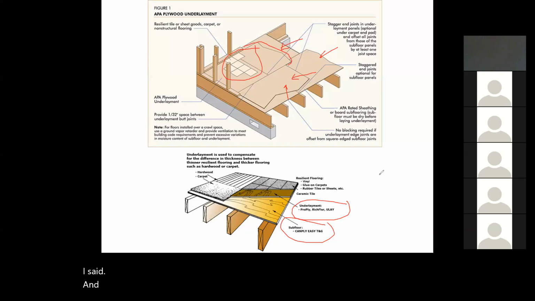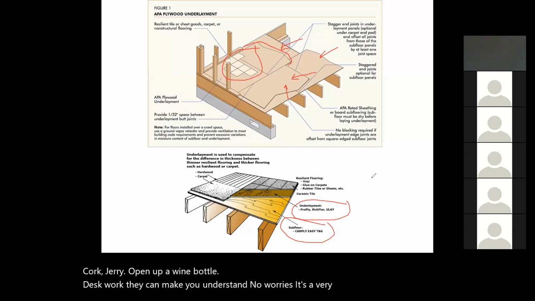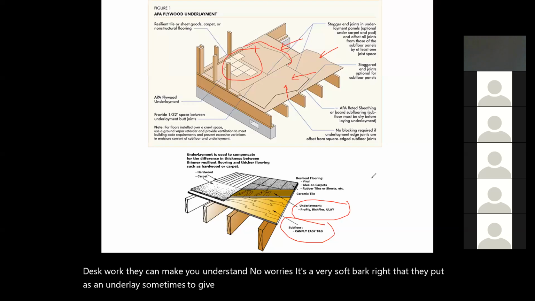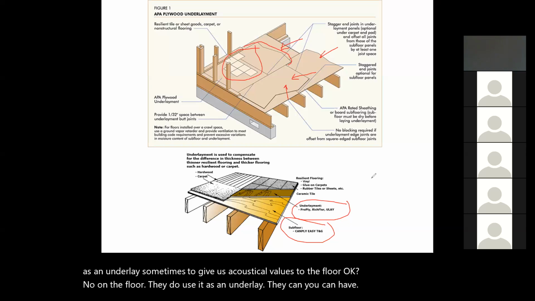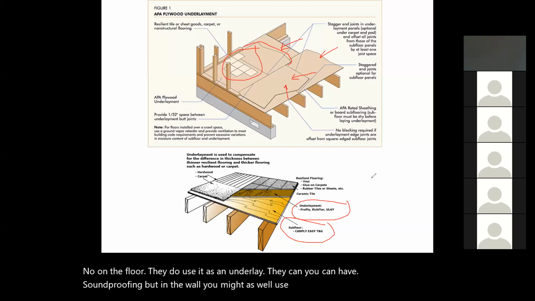What is cork? Do you ever open up a wine bottle? That's cork. It's a very soft bark that they put as an underlay sometimes to give acoustical values to the floor. Can I put that in the walls? No, on the floor. They use it as an underlay. Well, it's soundproofing, but on the wall you might as well use insulation. It's cheaper. Oh, okay. You follow?